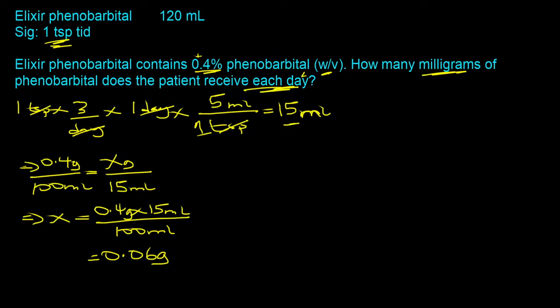But we don't stop here because we need the answer in milligrams. All right. So we need to do one more step, which is a quick conversion. And we make use of the conversion factor: 1 gram is equivalent to 1,000 milligrams. The grams cancel out. And this gives us 60 milligrams.